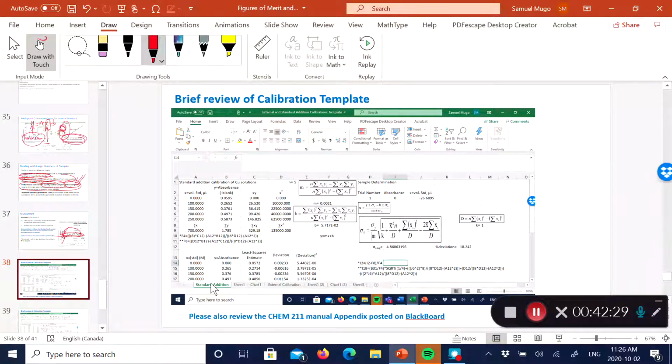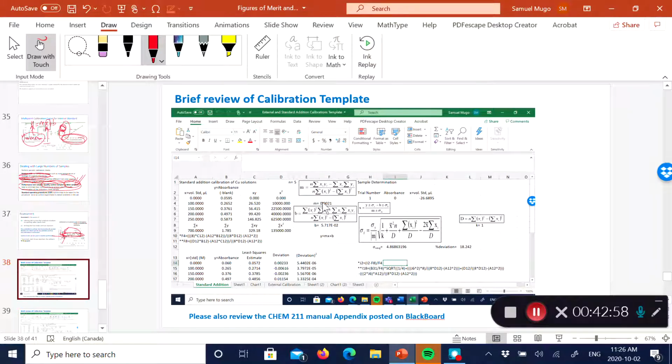So you can do standard addition calibration using the template that I've given you. And in this case, I've used method 3, where in the x-axis, I just add the volume. And the y-axis, of course, is the signal from the instrument. And then you can calculate the residual deviations by copying all these data into this section so that you can calculate the deviations and so on.